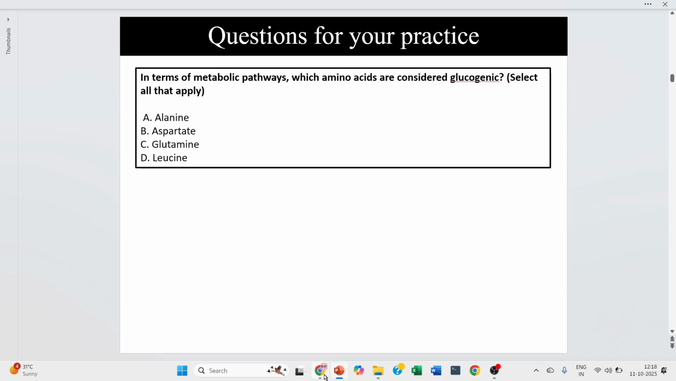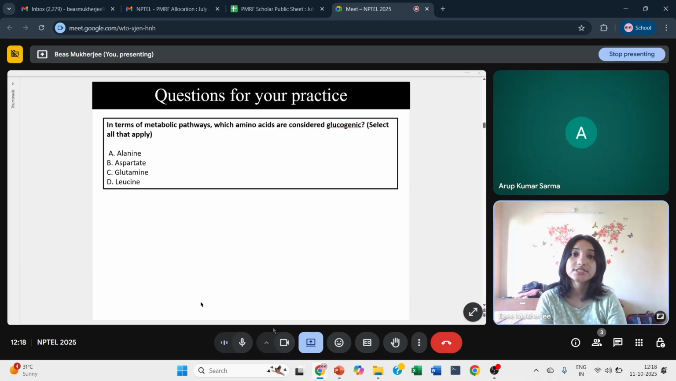Okay. Now, the next question is, in terms of metabolic pathways, which amino acids are considered glucogenic? Select the ones that apply. So, what is glucogenic and what is ketogenic? We will discuss that very soon. Some of the amino acids are glucogenic and some are not. Which one do you think is a glucogenic amino acid?